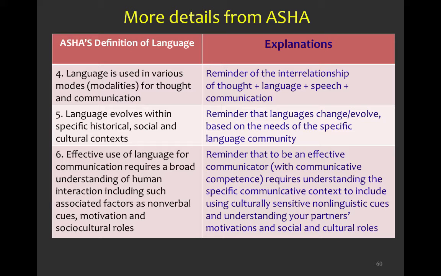And in item 6, we're reminded that to be an effective communicator, that is, to have communicative competence, which we'll be talking about later in parts 5 and 6, we need to understand the specific environment so that we're culturally sensitive to non-linguistic cues and also sensitive to our partner's culture and to his role in society. So this is a reminder for us that we need to be culturally sensitive in our communications. And again, we'll return to a fuller definition of communicative competence in parts 5 and 6.